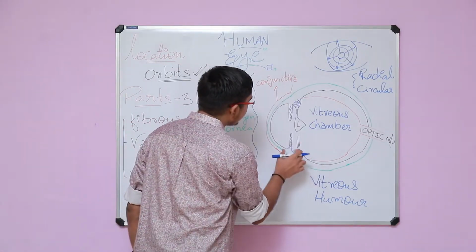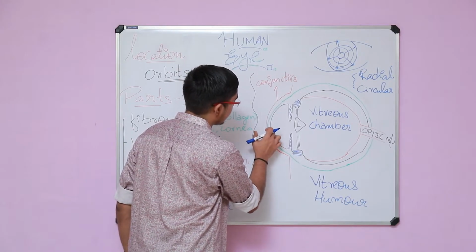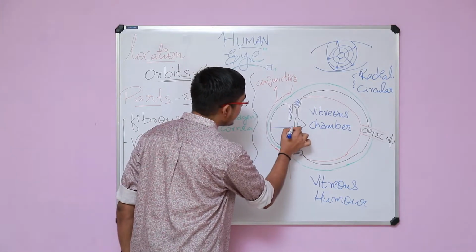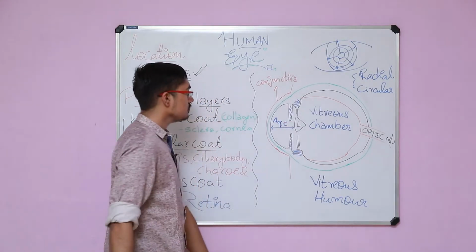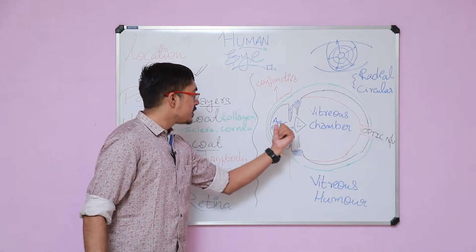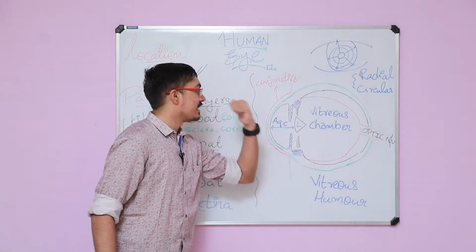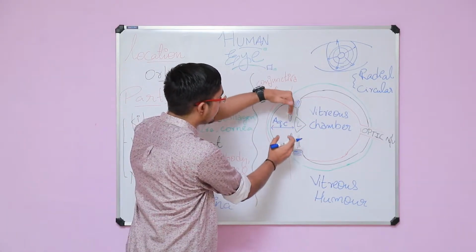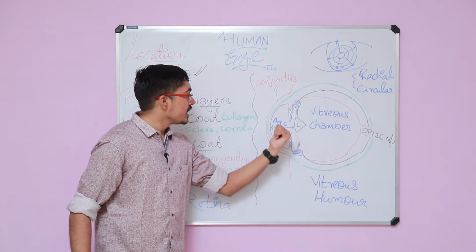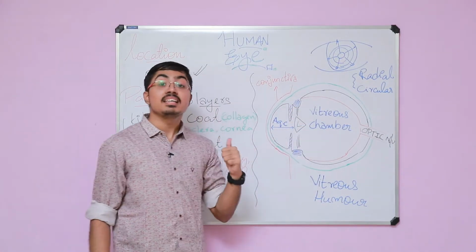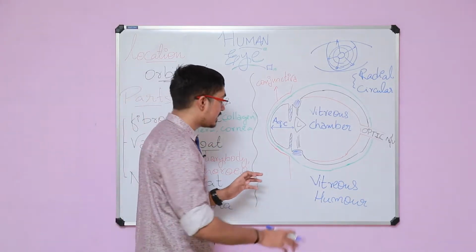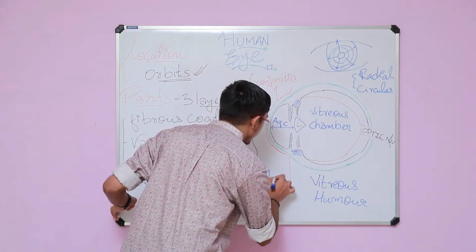Now the space which is enclosed between the cornea and the lens is called the aqueous chamber. Aqueous chamber is between the cornea and the lens. See, there is an iris which is coming in between. Don't say it is from cornea to iris. No, it is actually extending from the cornea behind the iris till the lens itself. Now the fluid that is present over there is called the aqueous humor.